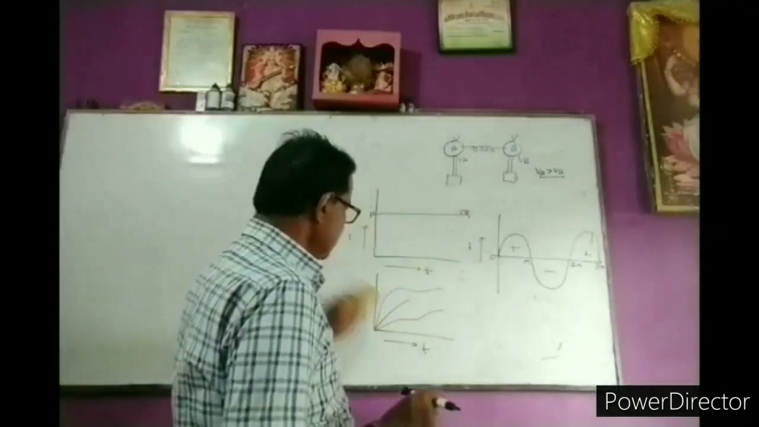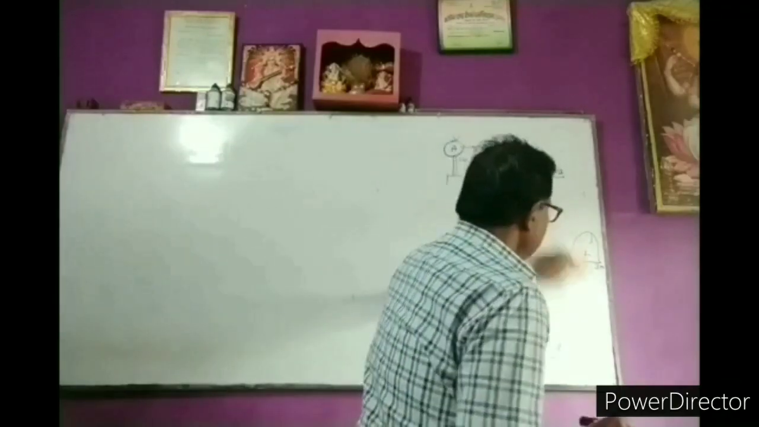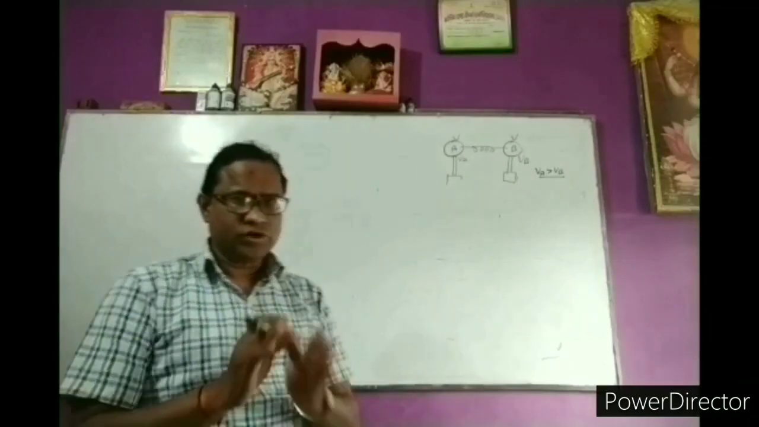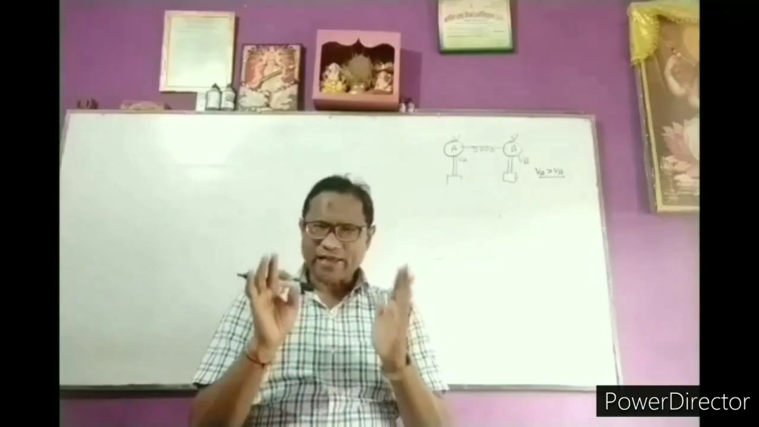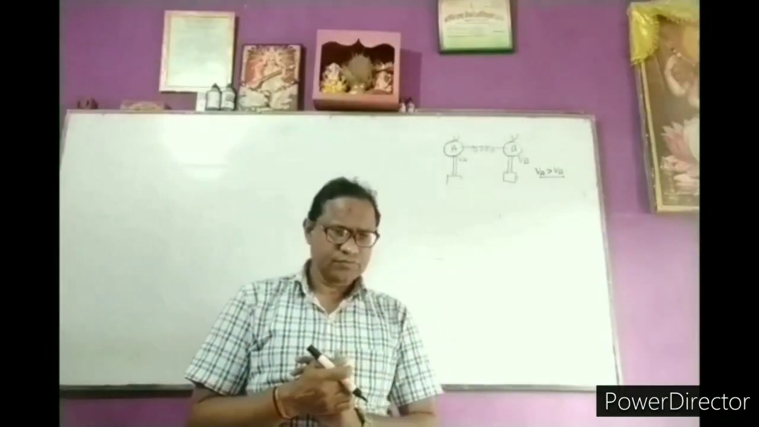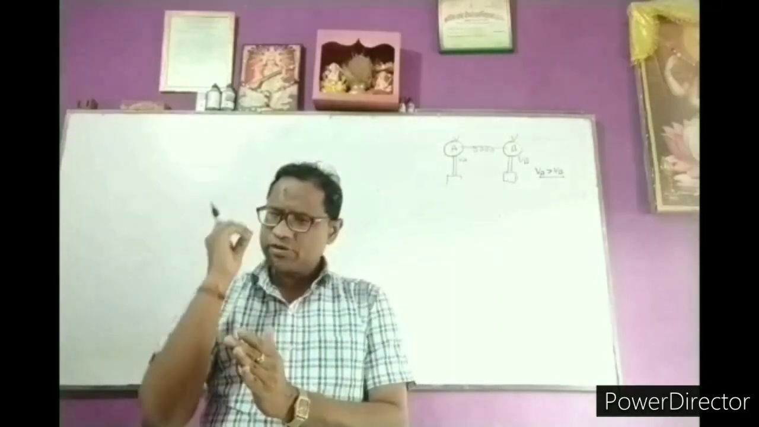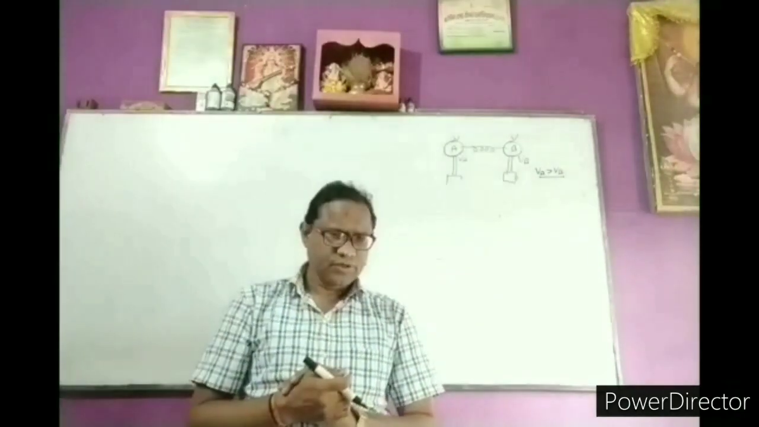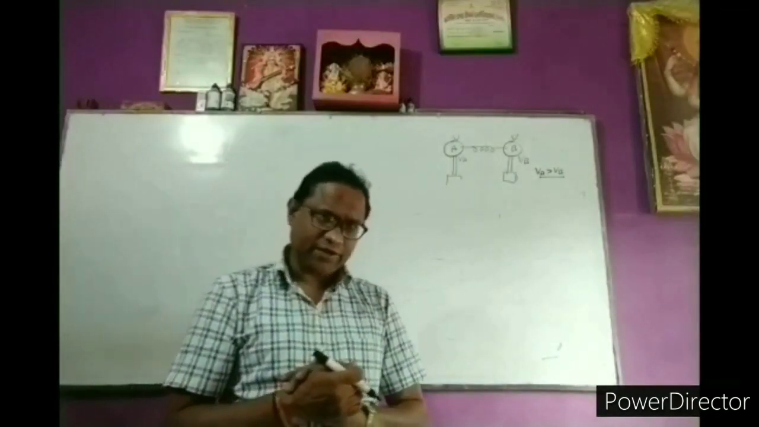Next, I want to discuss the direction of electric current. So the direction of flow of positive charge through the conductor represents the direction of electric current. This current is known as conventional current.